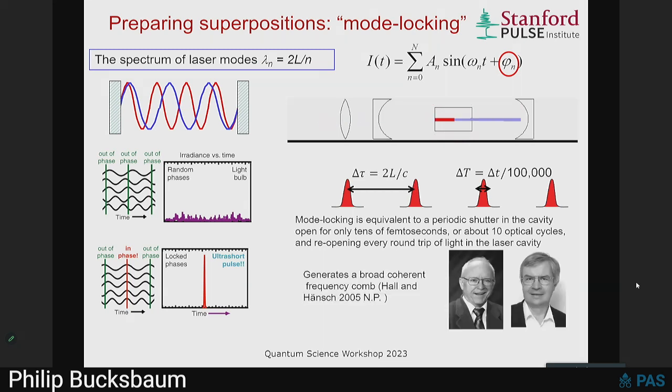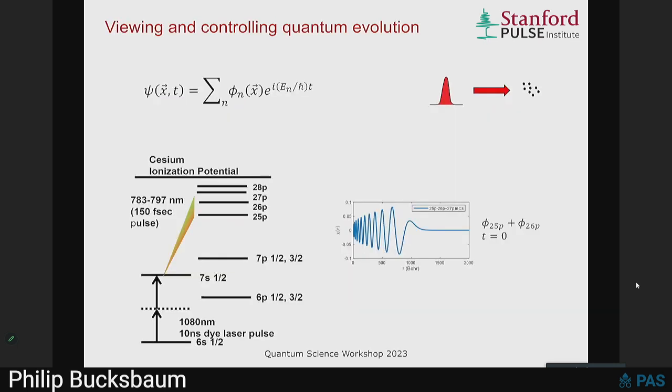And that process is well known to this community, because that's been used for metrology. That makes some of our best clocks. That gave a Nobel Prize to Ted and Jan, 15 years ago. But we use this too. We use this to excite these multiple states.